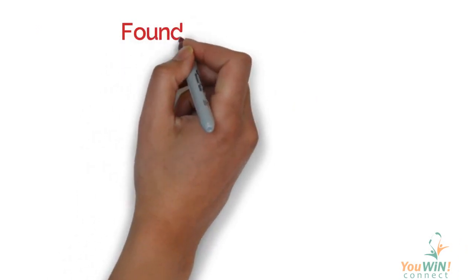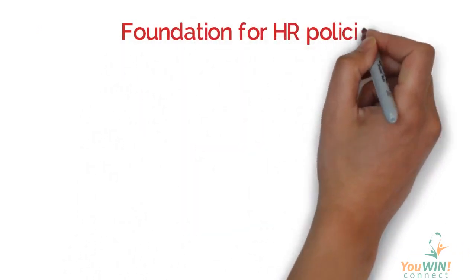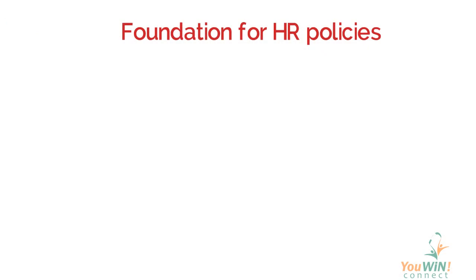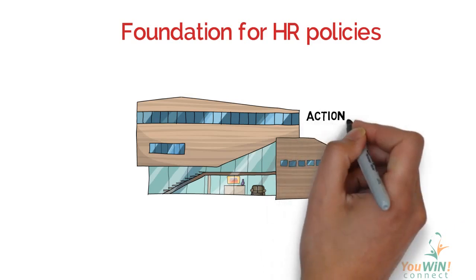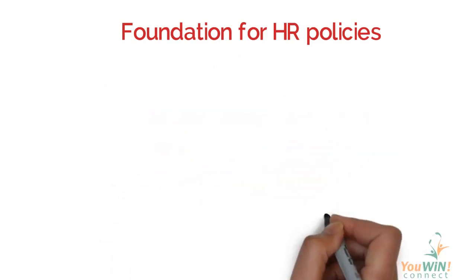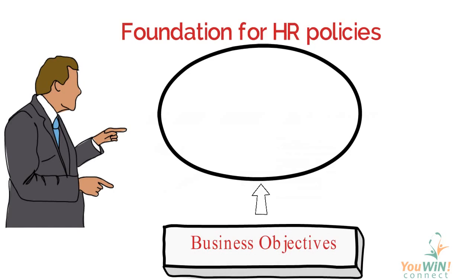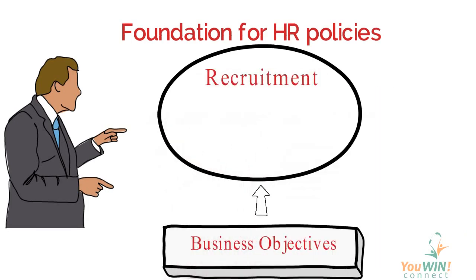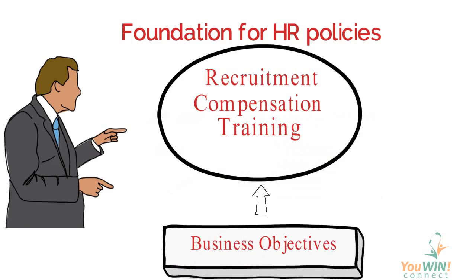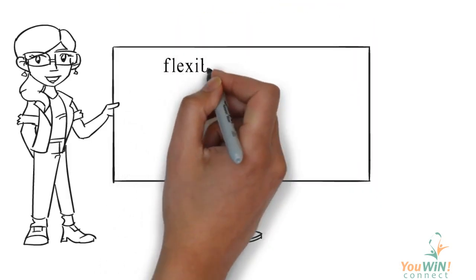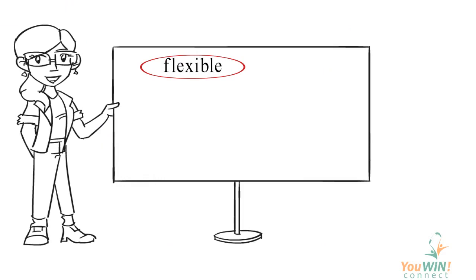Let's now look at the foundation for your HR policies. Your HR policies are created on the back of your company's action plans. And of course, your company's action plans, as we saw in the previous slides, will be based on your business objectives, so that the foundation of your HR policies should meet your business objectives. Your HR policies, be it recruitment, compensation, training, appraisal, are not fixed regulations. These rather are flexible, and they are designed to suit each development stage according to the relevant objectives.